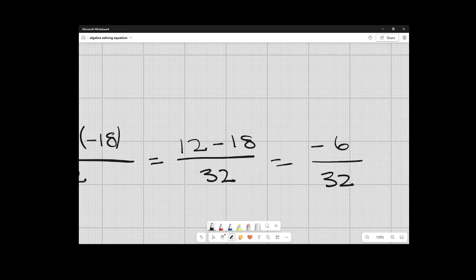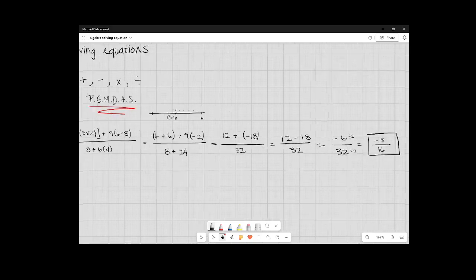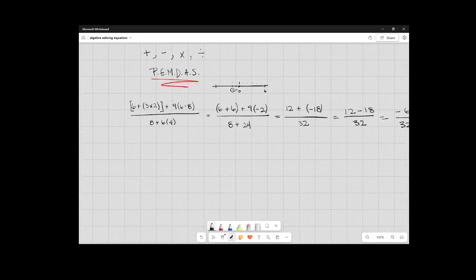And then 32. All right, so how can I break this down? Is there any common factors that I can use to simplify this? I think probably I can divide both the top and the bottom by 2, right? And so when I divide the top by 2, negative 6 divided by positive 2 is negative 3. And then 32 divided by 2 is going to be 16. And we have correctly evaluated this using the proper order of operations.